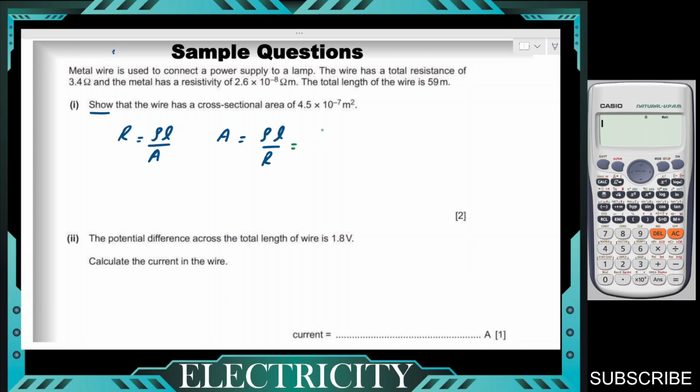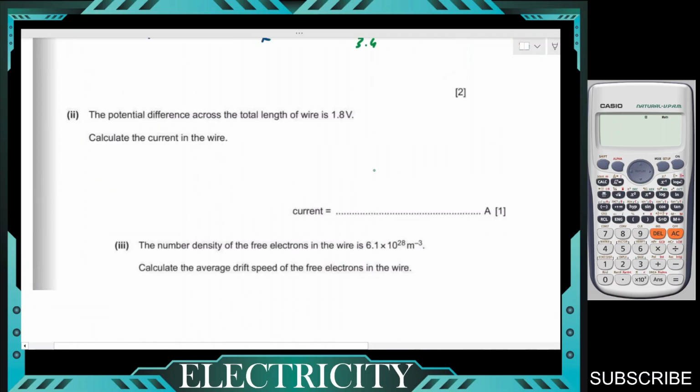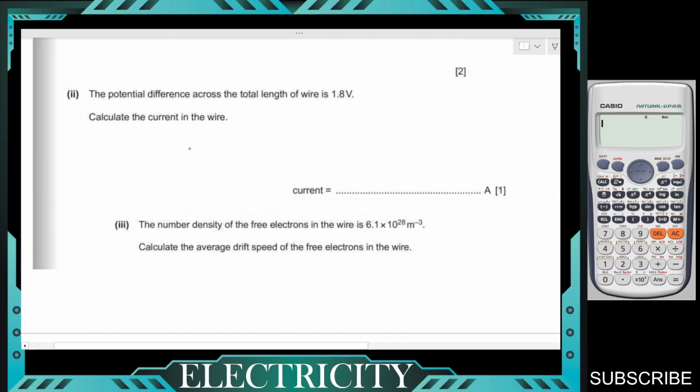doing all the steps. So rho is the resistivity, which is over here. This is the total length, and this is the resistance. So all you have to do is insert the values, and the calculation would be very trivial. Divided by resistance, which is 3.4. You hit it on the calculator, you'll get your answer. Then in order to find the current, you write down the value of the potential difference divided by resistance, V over R. It's the same thing as voltage over resistance.